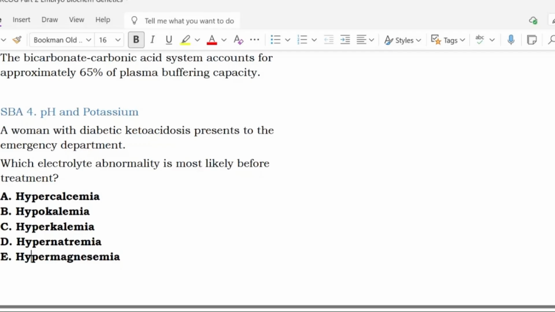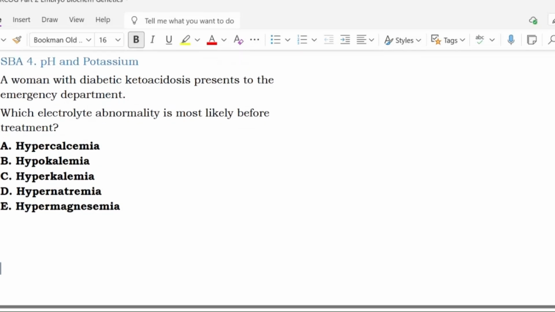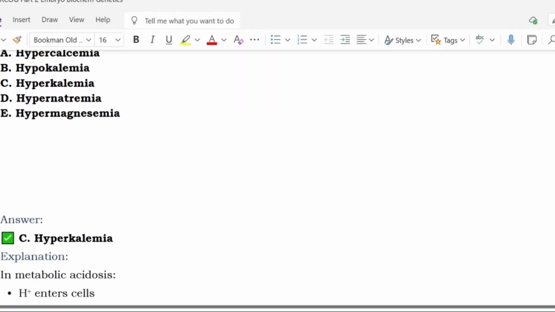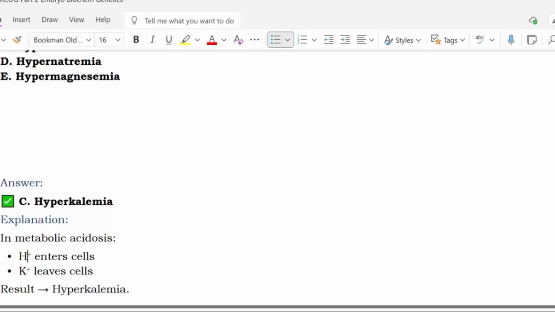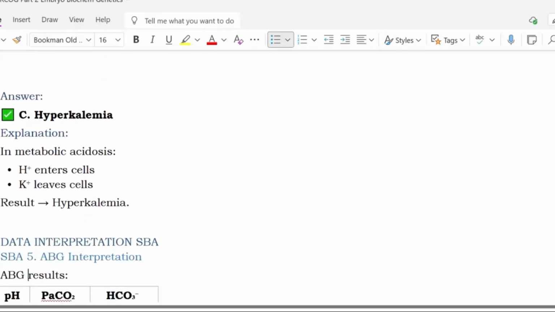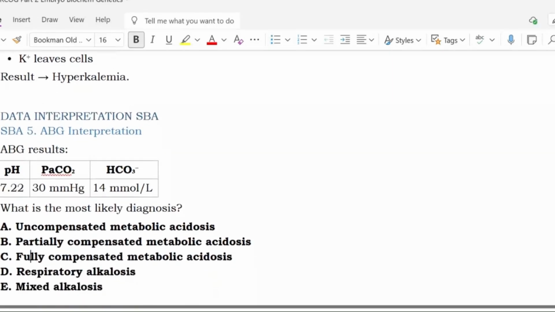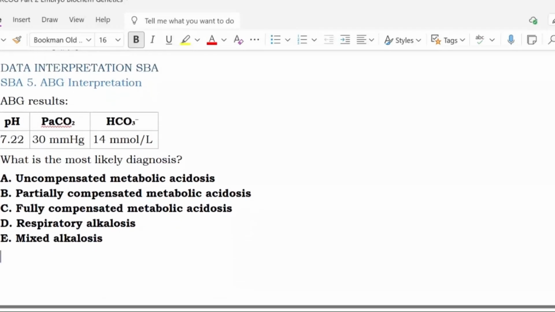A woman with diabetic ketoacidosis presents to the emergency department. Which electrolyte abnormality is most likely before treatment? A, hypercalcemia; B, hypokalemia; C, hyperkalemia; D, hypernatremia; and E, hypermagnesemia. Sir, in acidosis it is hyperkalemia. Correct, option C, hyperkalemia. So in metabolic acidosis, H plus will enter the cells and potassium will leave, resulting in hyperkalemia.